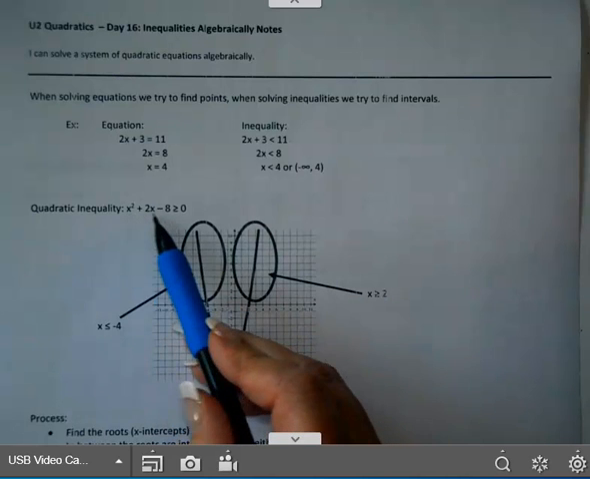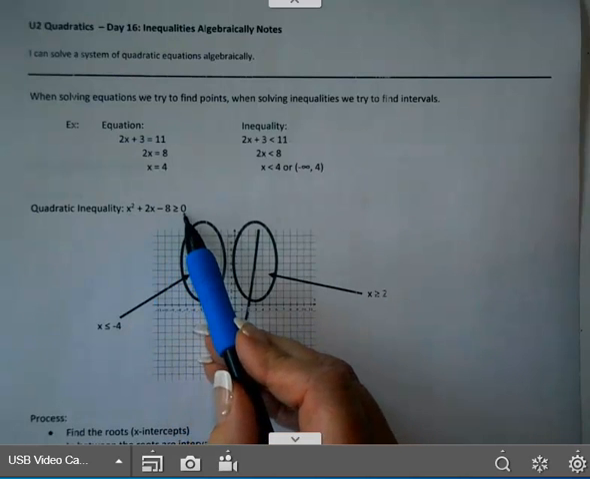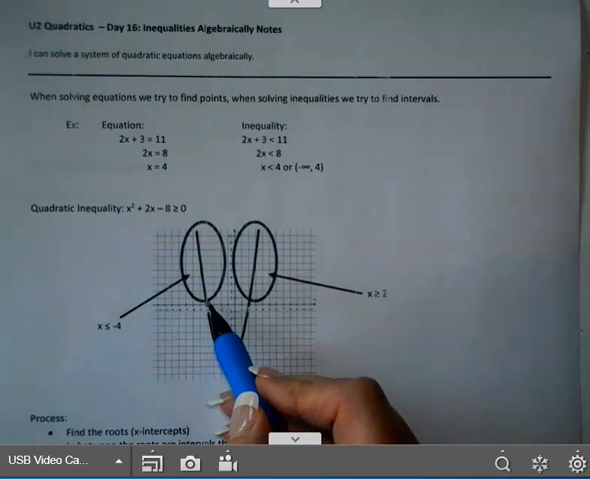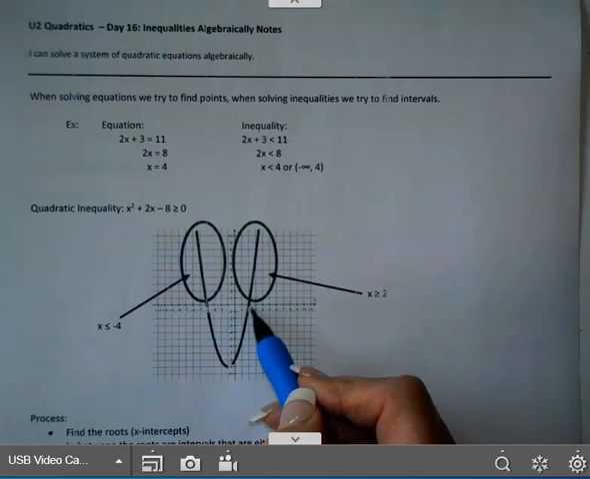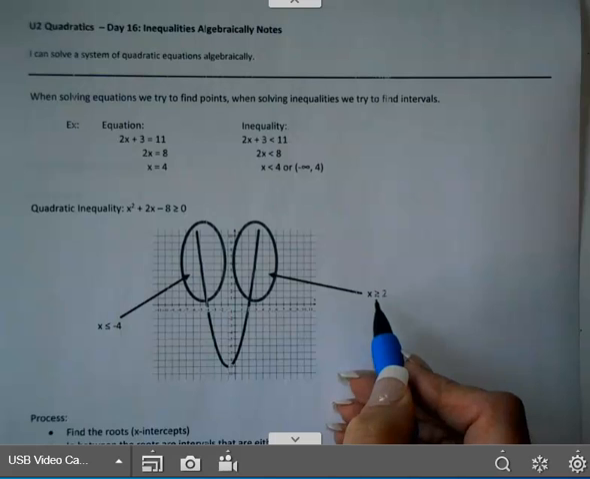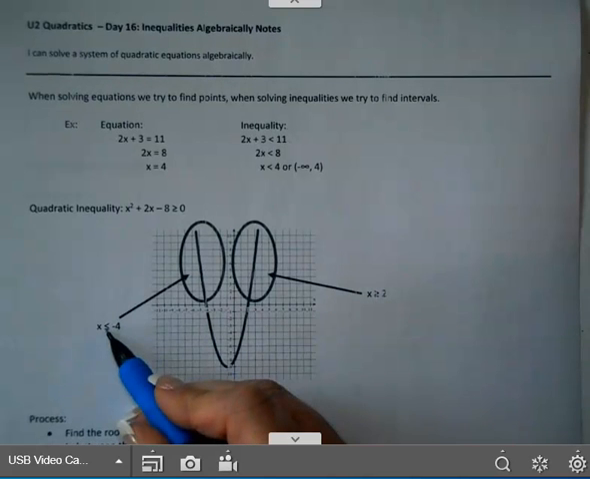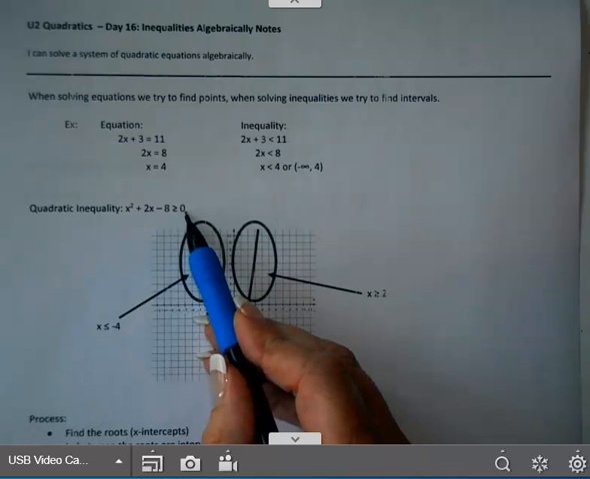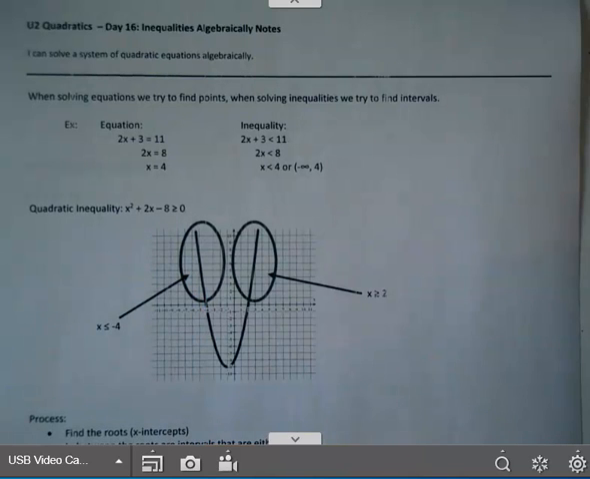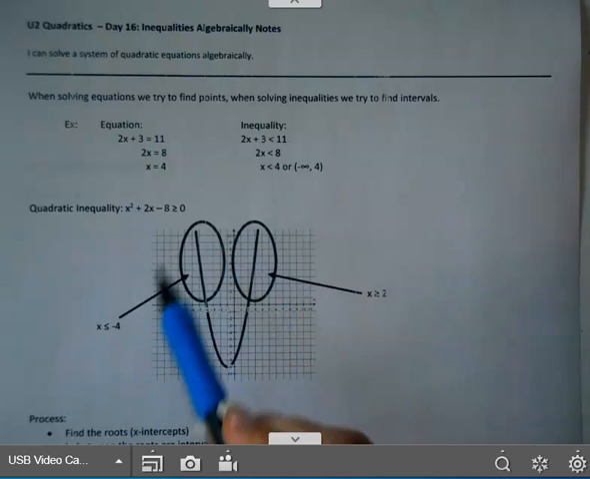And this inequality is positive, so it's above the x-axis when my values are below negative 4 for x, or if my x values are above 2. And when it's equal to 2 or equal to negative 4, it's equal to 0, but those points are included since I've got an equals there. So you can get them from a graph.